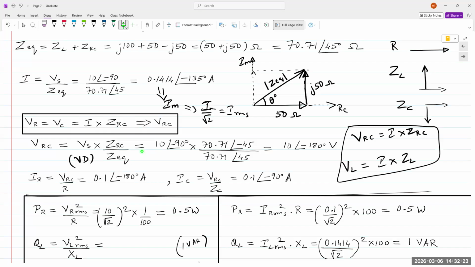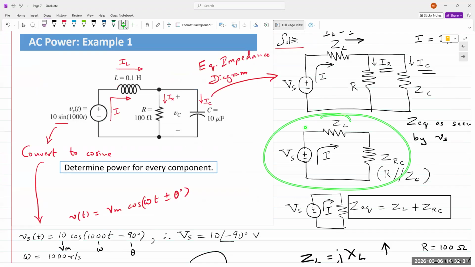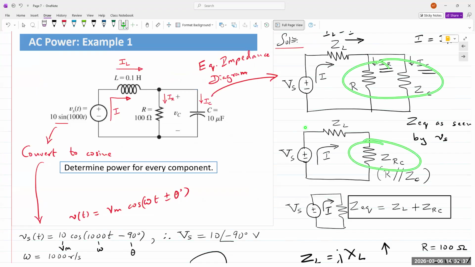I have two impedances in series, ZL and ZRC. This diagram right here. R and ZC are combined to form one single equivalent impedance. I have the same current I flowing through the entire circuit, which causes a voltage drop across ZL and a voltage drop across ZRC. I can apply Ohm's law to the inductor, find VL. I can apply Ohm's law to ZRC, find VRC. Or I can apply voltage division with VS, ZL, and ZRC.